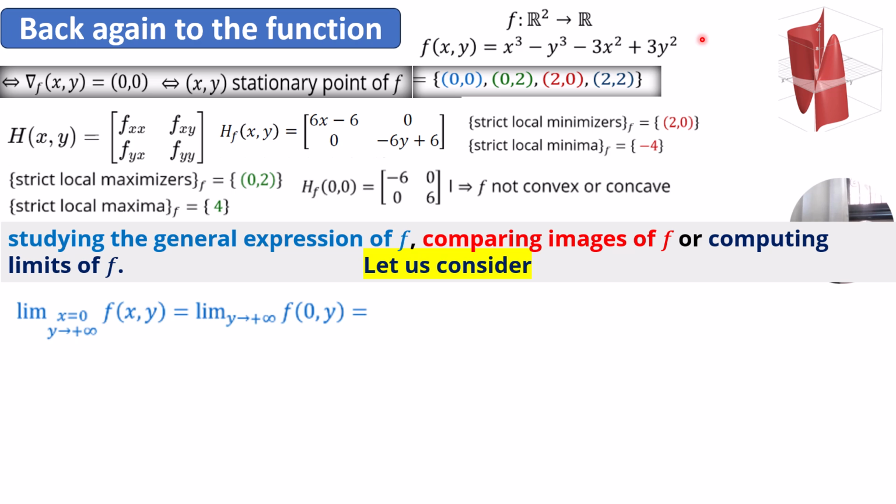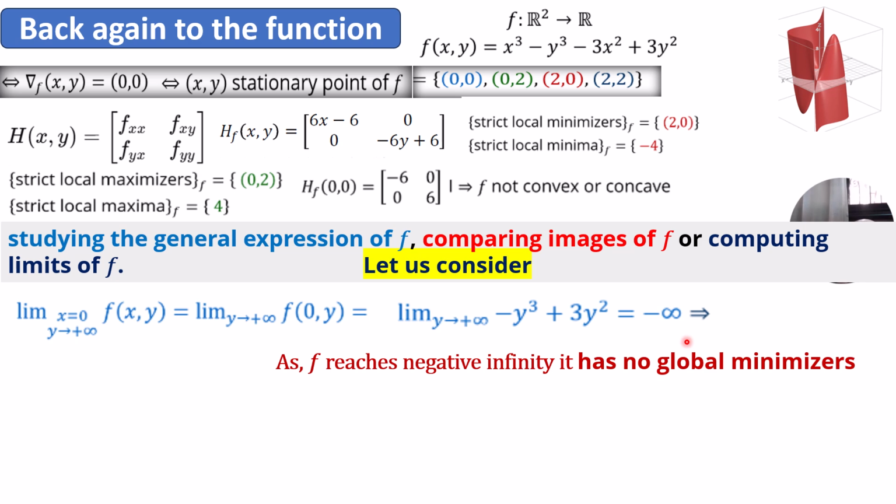the main function, which means that with x equal to 0, this is minus y cube plus 3y squared, and they are going to infinity. The dominant part will be the negative sign, so it's negative infinity. So if it reaches negative infinity, it has no global minimizers. So as y goes to positive infinity, the function goes to the negative part, no global minimizers.